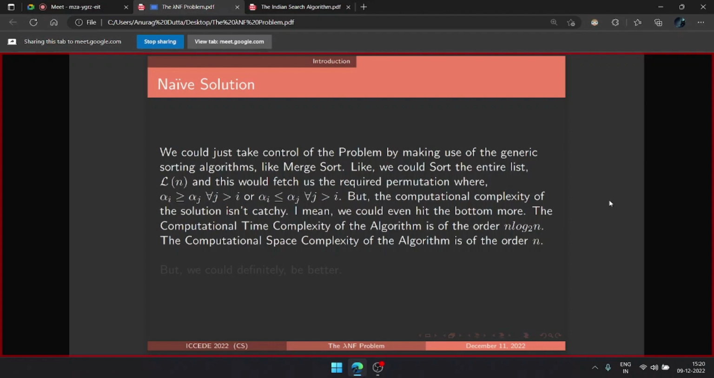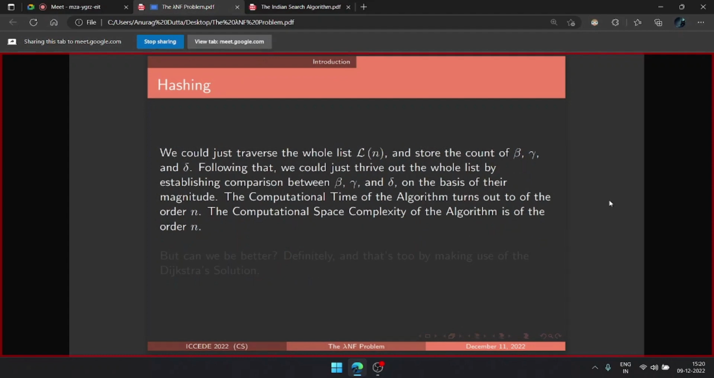We could definitely do something better than this by making use of the hashing concept. We could traverse the whole list and store the counts of beta, gamma, and delta. Following that, we could traverse the whole list again, establishing comparison between these three values on the basis of their magnitude. In this case, the computational time of the algorithm would be of the order of n, and the space would be of the order of n squared. So it is quite better than the previous algorithm.